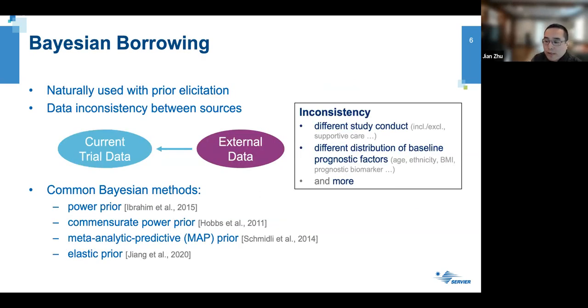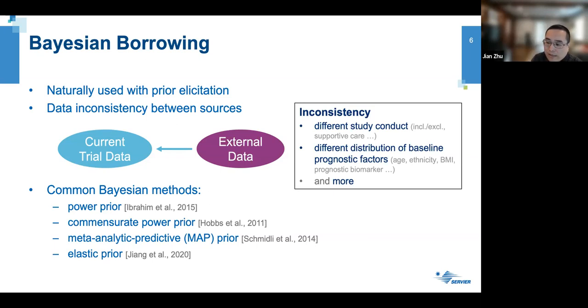And as I mentioned, this problem is not new, right? And also the utilization of external data, be it real world data or historical control data, there are many available methods out there already. One such solution is the Bayesian borrowing, and especially Bayesian dynamic borrowing, right? Which have been proposed and implemented for quite a while already.